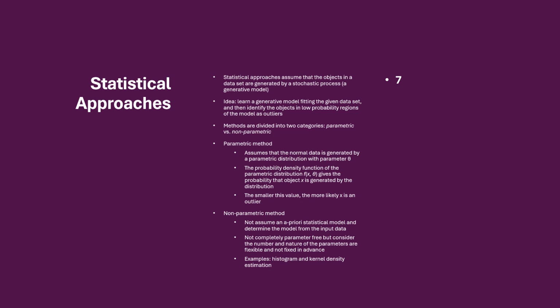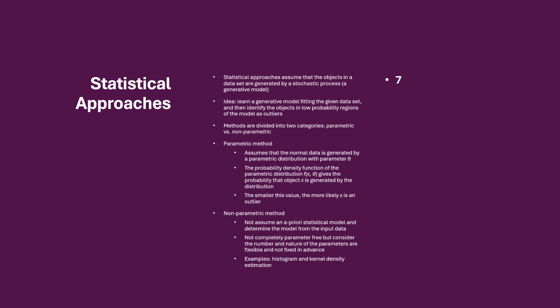Statistical approaches. Statistical approaches assume that the objects in a data set are generated by a stochastic process. The general idea behind statistical methods for outlier detection is to learn a generative model fitting the given data set and then identify those objects in low probability regions of the model as outliers. However, there are many different ways to learn generative models. In general, statistical methods for outlier detection can be divided into two major categories: parametric methods and non-parametric methods.